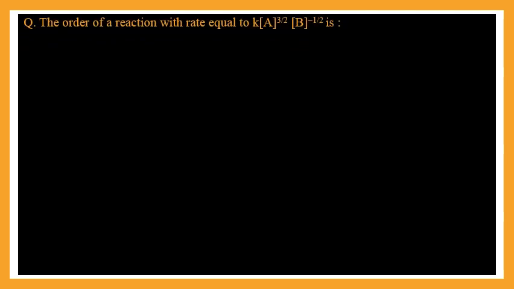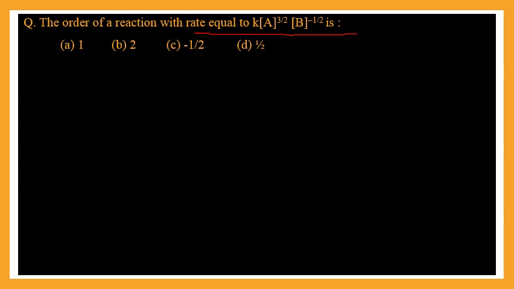The order of a reaction with rate equal to K, concentration A to the power 3 by 2, concentration B to the power minus 1 by 2. Here the rate of a reaction is given, and in this you have to check the order of a reaction according to this rate, and options are given: it may be 1, 2, minus 1 by 2 and 1 by 2.